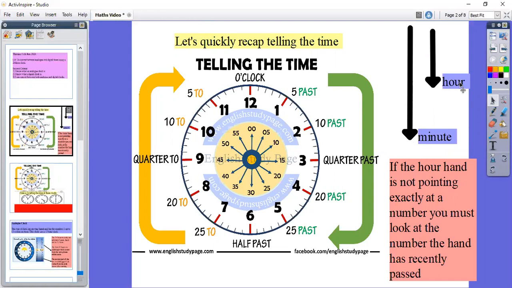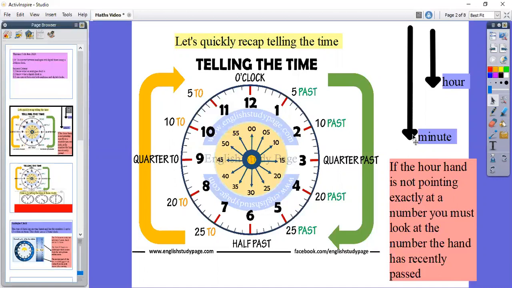Now it's important to remember, whichever number the hour hand is pointing at, that is the hour that the time is. But if my hour hand is not pointing exactly at a number, you must look at the number that the hand has recently passed. So if my hour hand is in between the 2 and the 3, my hour hand is passing the 2, so it means my hour is still on the 2. It's not quite hit the 3 just yet.